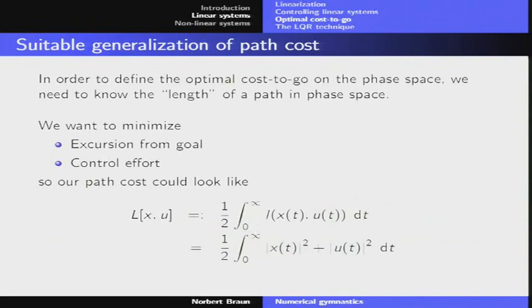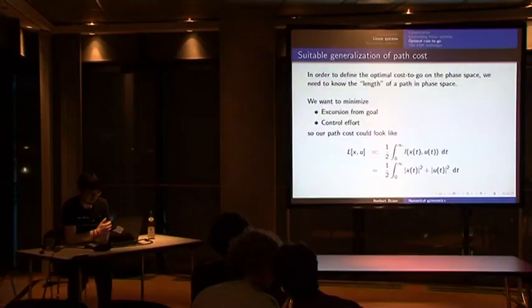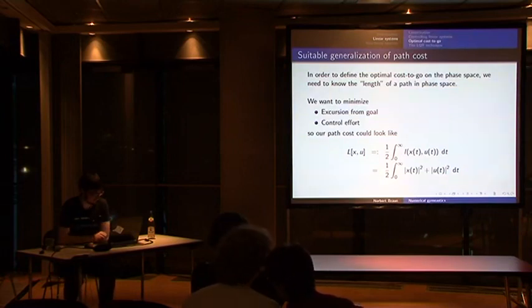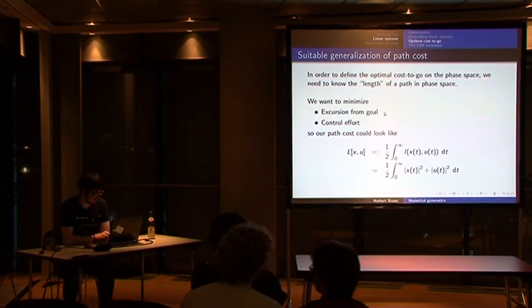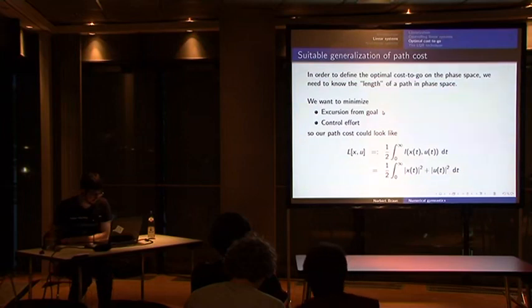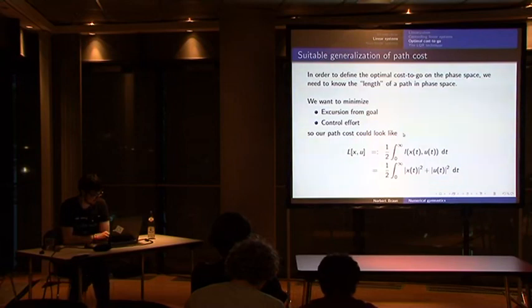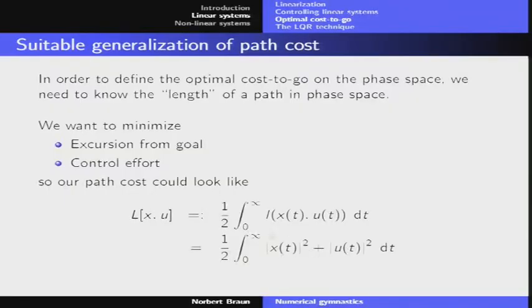In a maze it was easier. I mean, taking one step has a cost of 1 maybe. But we now need to worry about the cost of path in phase space. And what we essentially want to minimize is the distance we stray away from the goal and the control effort. And we achieve this by having a path cost that might look like this. So we integrate over the entire path the distance to the goal and the control effort. And this gives us the cost of a certain path.